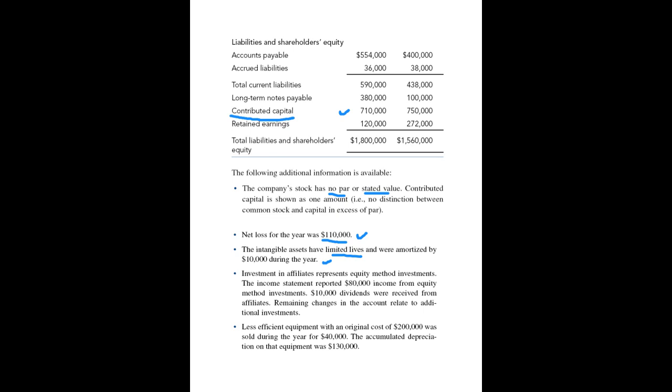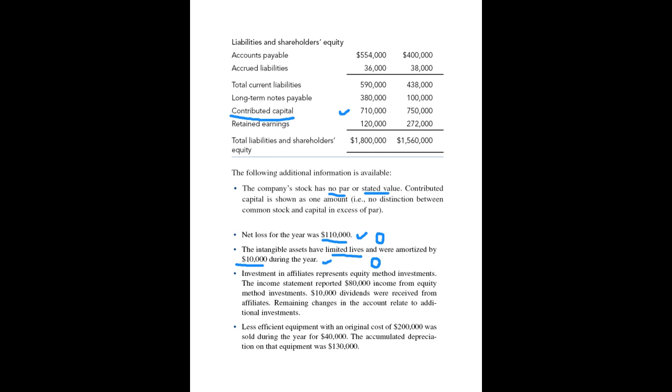So make a note over here that we will get the information of amortization expense, and that will be reported in operating activity section. So for the items which will be reported in operating activity, I'll be writing O. For investing, I'll be writing I. And for financing, I'll be writing F. Okay. Let's proceed further towards the third point, which says investment in affiliates.